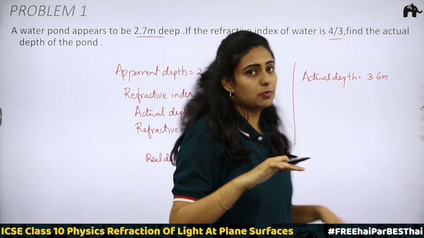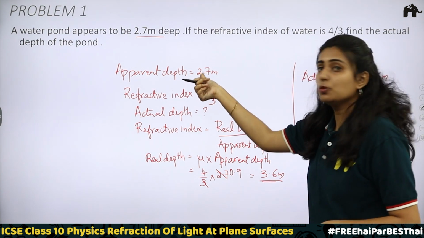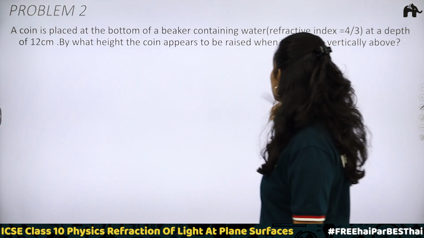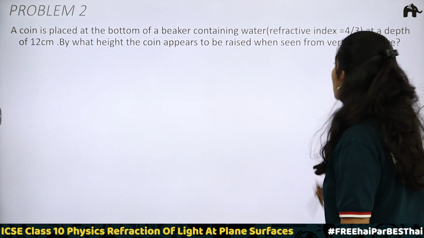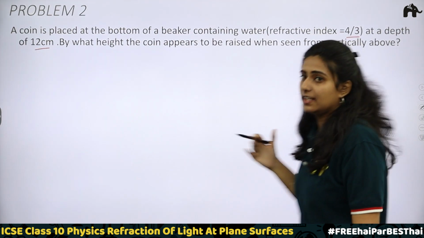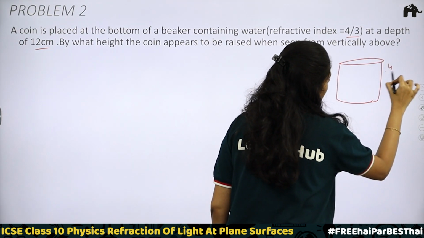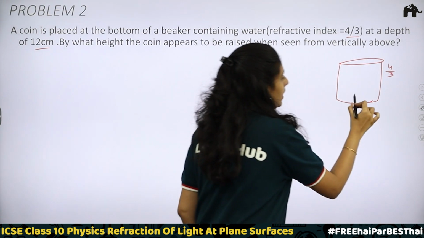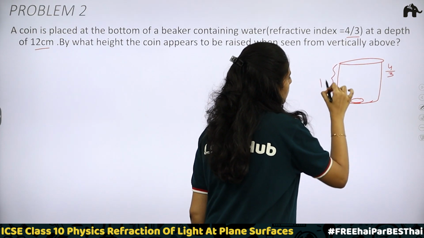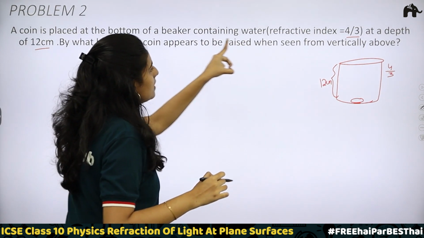So the depth of the pond from the surface is equal to 3.6 meter, but it appears to be a depth of 2.7 meters. Okay. Second problem, a coin is placed at the bottom of a beaker containing water, refractive index 4/3, at a depth of 12 centimeter. By what height the coin appears to be raised when seen from vertically above? Here you have a beaker which is filled with water, whose refractive index is 4/3. Given that a coin is placed at the bottom, and the depth of the beaker is given, which is 12 centimeter. What we need to find is by what height the coin appears to be raised.